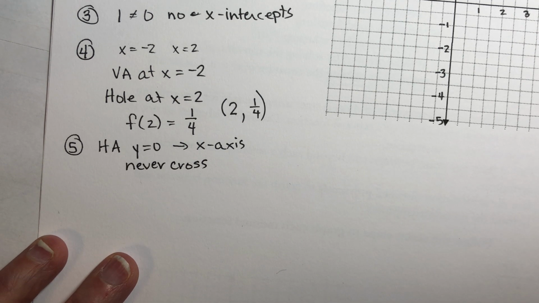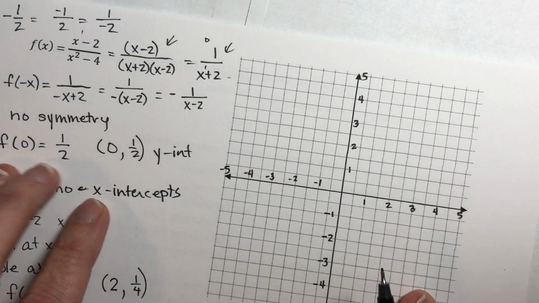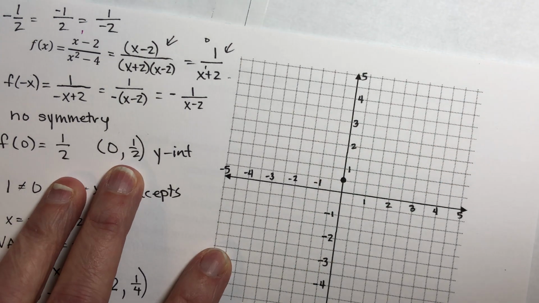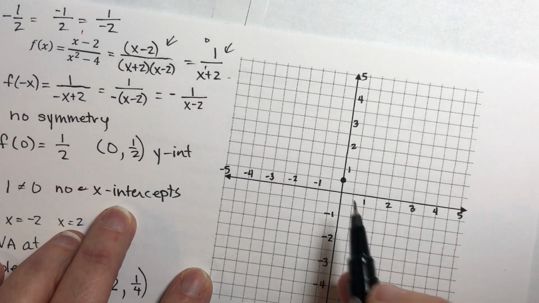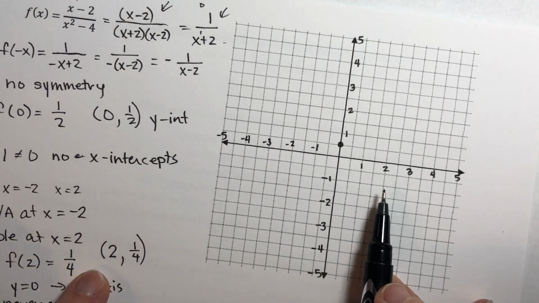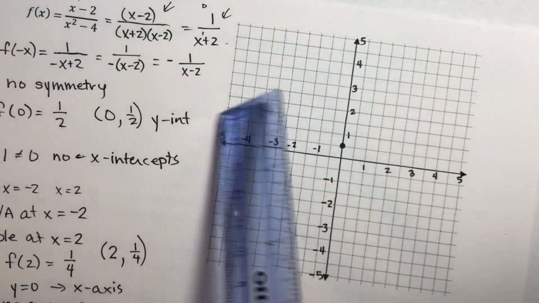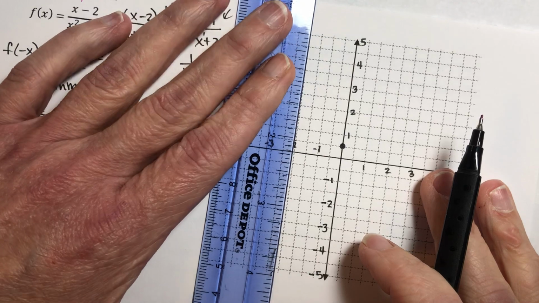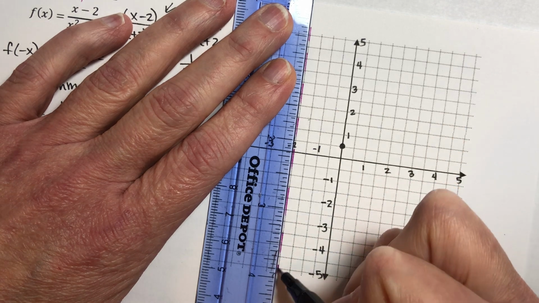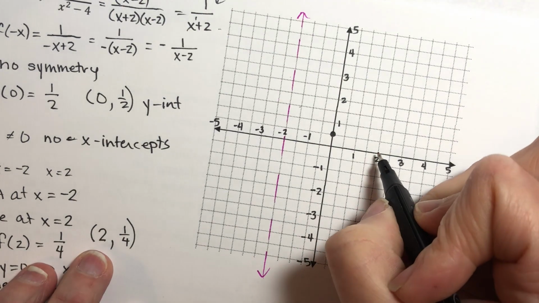Okay, so our next step will be to plug in some numbers, but we don't know yet what we need to plug in. So let's start graphing. I know that I have (0, 1/2) as my y-intercept. And remember, I'm doing these on scales of 1/2. I never cross the x-axis. All right, I have a vertical asymptote at x equal to -2. So a vertical asymptote at -2. And I have a hole at the point (2, 1/4).